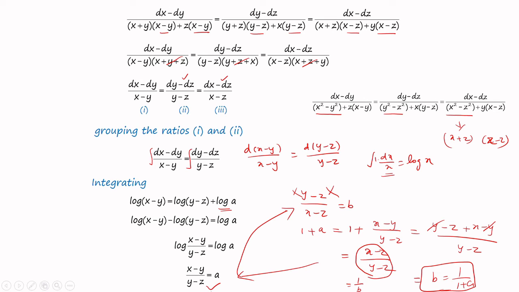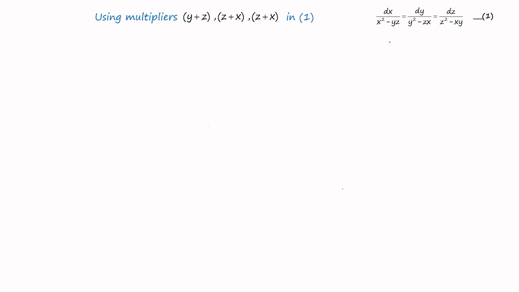So to get another solution, we have to search for some other method. Okay, so you have to go for multipliers. Now we will find out another independent solution. To get another solution, we have to use the multipliers. We will see how to get these multipliers. Our equation is dx by (x squared minus yz) is equal to dy by (y squared minus zx) is equal to dz by (z squared minus xy). This is our subsidiary equation or auxiliary equation.